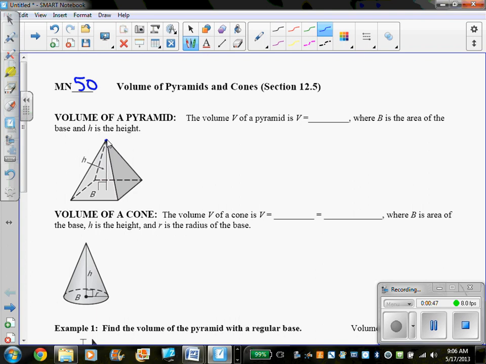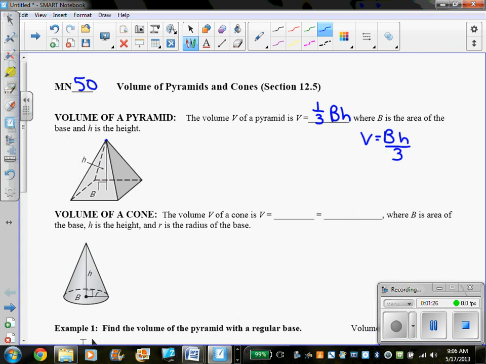The volume V of a pyramid is V equals 1/3 base times height. So again, the prism and the cylinder was the volume equals the area of the base, and then you multiply it by the height. This, because again, it comes up to a peak, it's not going to have as much volume. You have to divide it by 3, or you multiply it by 1/3. And I do want to mention that if you prefer finding the volume, saying area of the base times the height divided by 3, that is the same thing as multiplying by 1/3, whichever formula works the best for you.